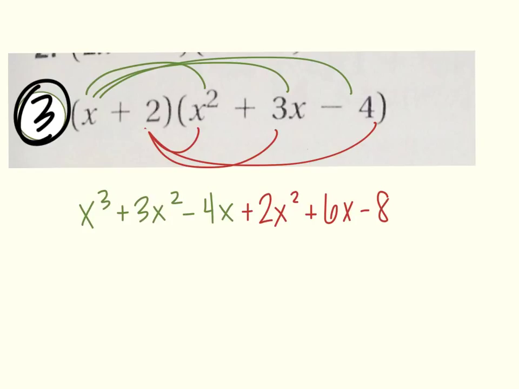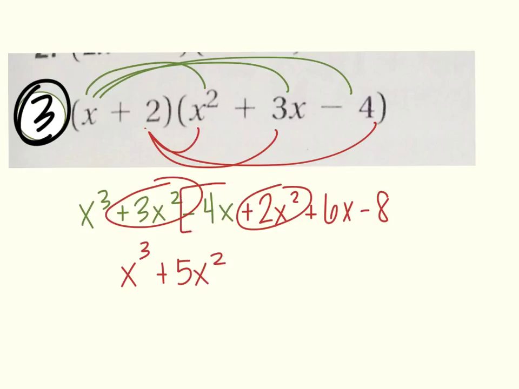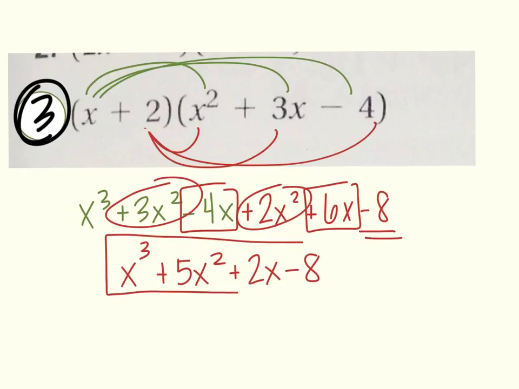And now combine any like terms. You know the first one, x to the third, doesn't have anything to go with it, so we're going to combine these and get plus 5x squared. Combine these and get plus 2x. And then minus 8 just has to hang on to the end of it. Okay?